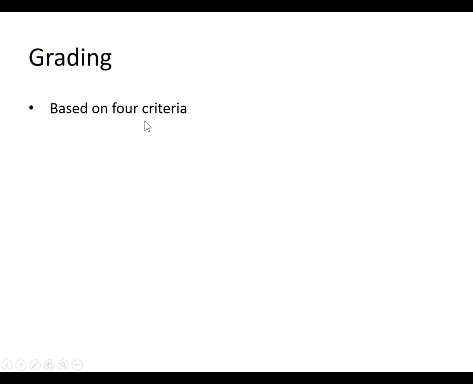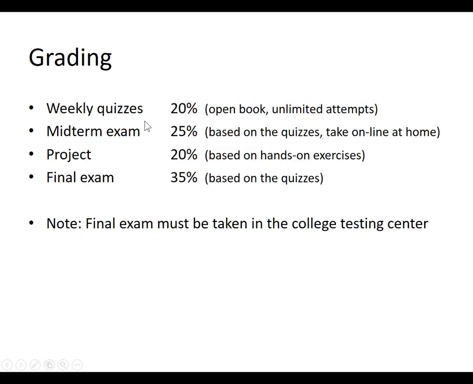Grading. Your grade is based on 4 criteria. The weekly quizzes altogether are 20% of your entire grade. The midterm exam is 25% of your entire grade. It's based upon the quizzes. It's taken online at home. The project is 20% of your grade, and it's based on the hands-on exercises. And the final exam is 35% of the grade.